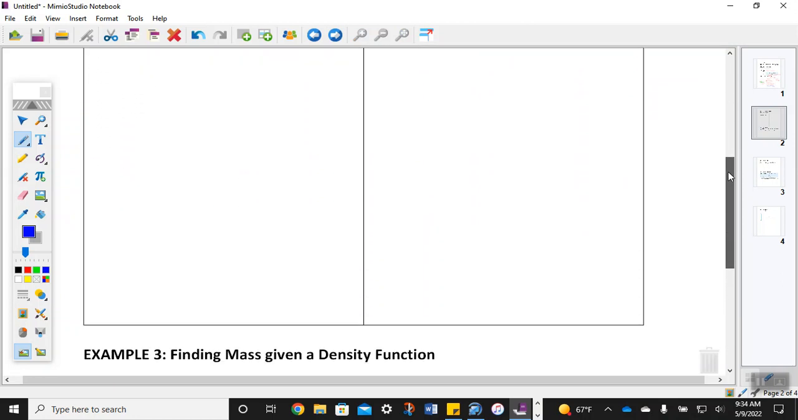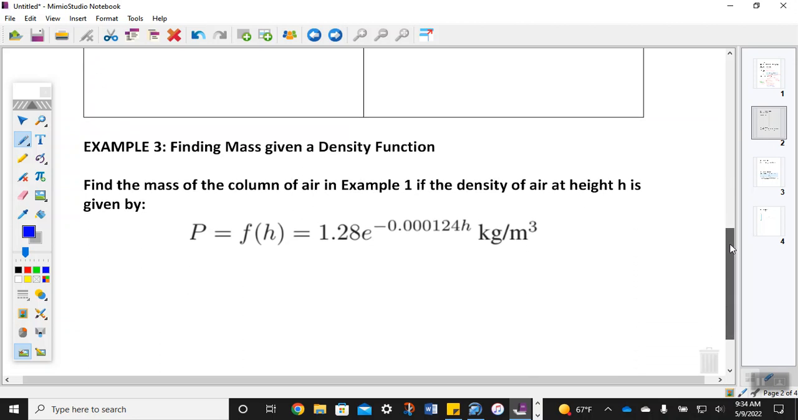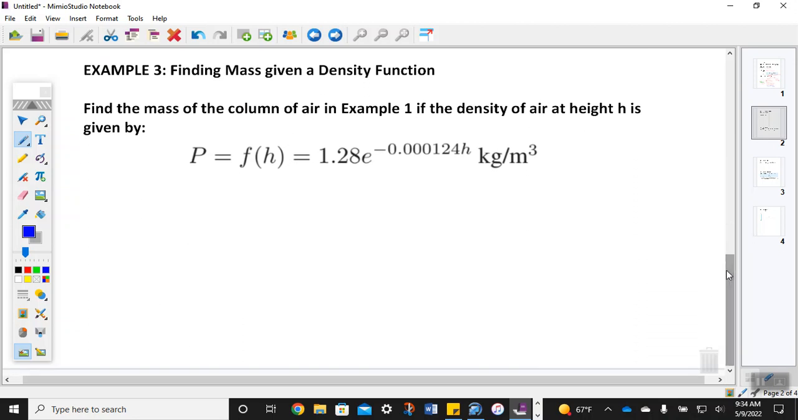Actually, can I skip ahead to example 3, guys? Let's do that right there. It says example 3. Example 3 is related to example 1. Maybe make a note, maybe underline example 1 right here. These two are related, all right? So it says find the mass of that column of air in example 1 if the density of the air at height h is given by what? What was f of h equal to in this? 1.28 e to the, total mass, right?